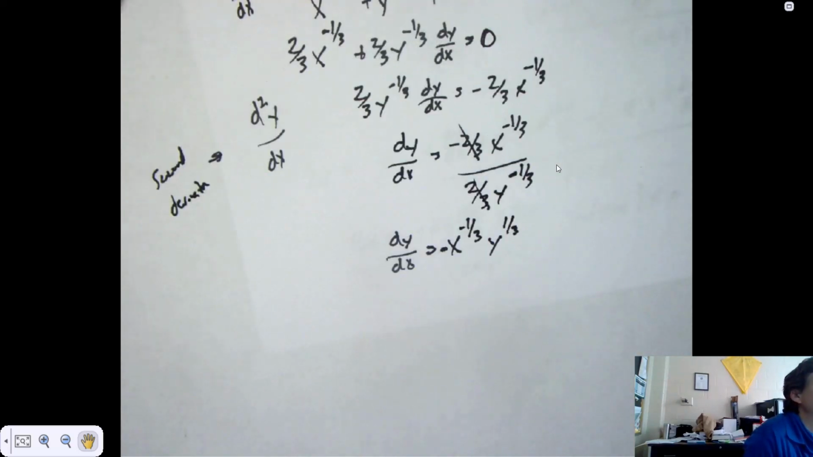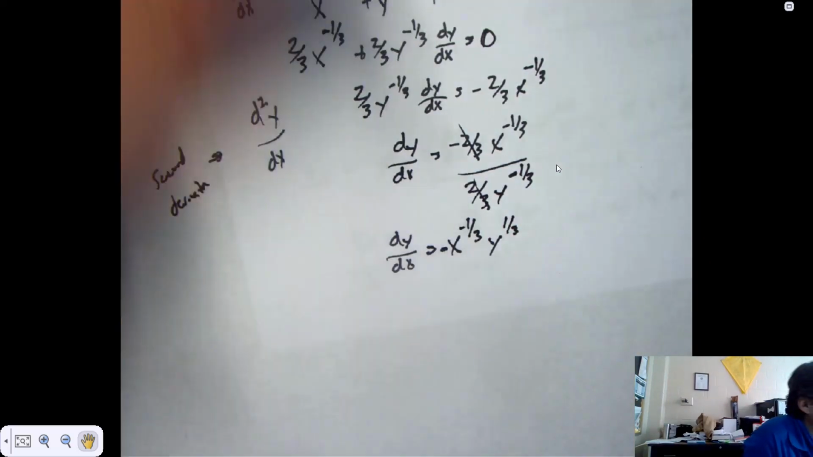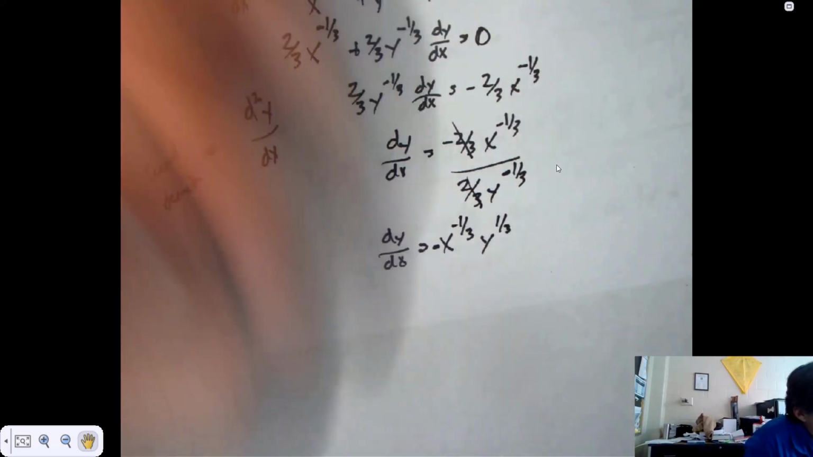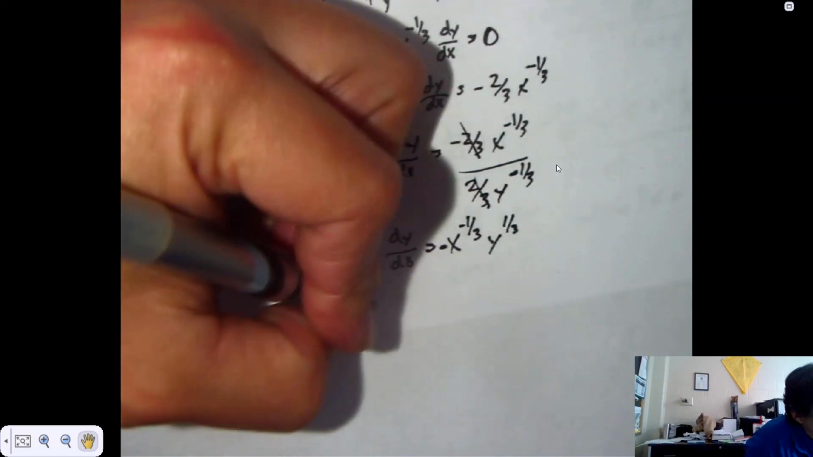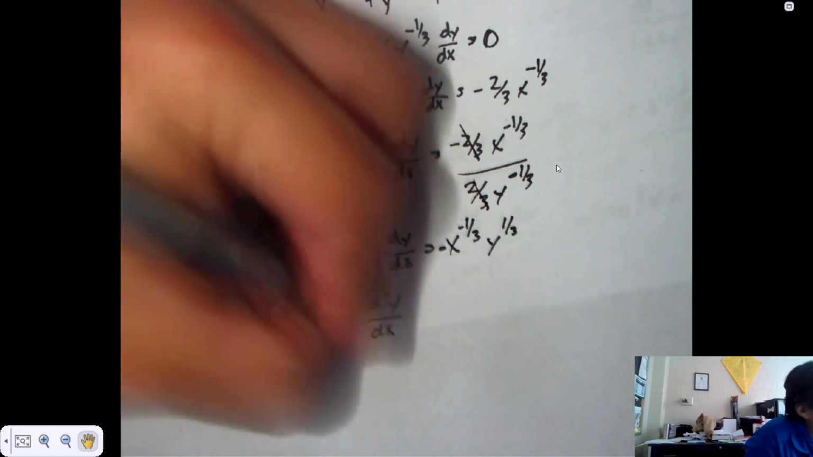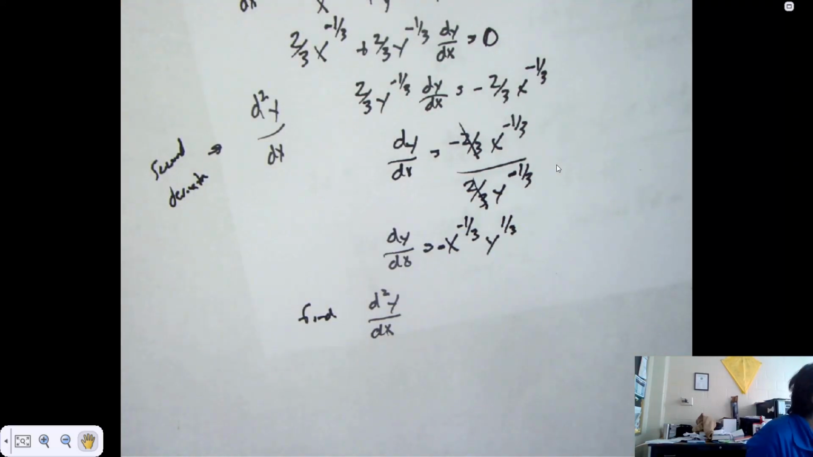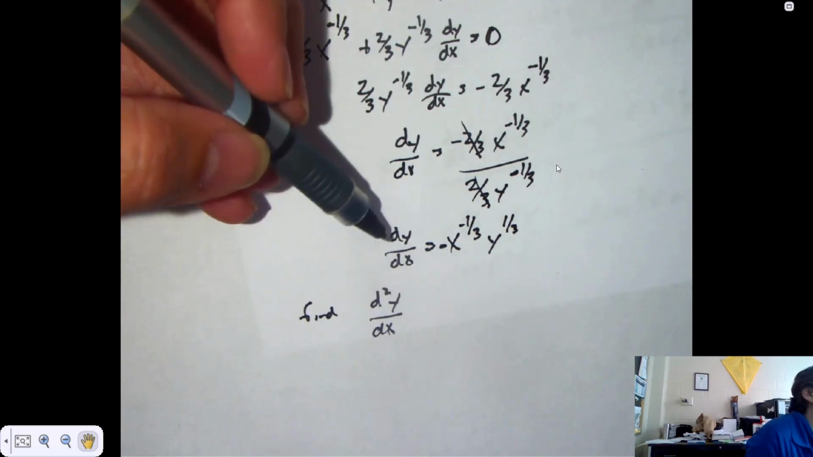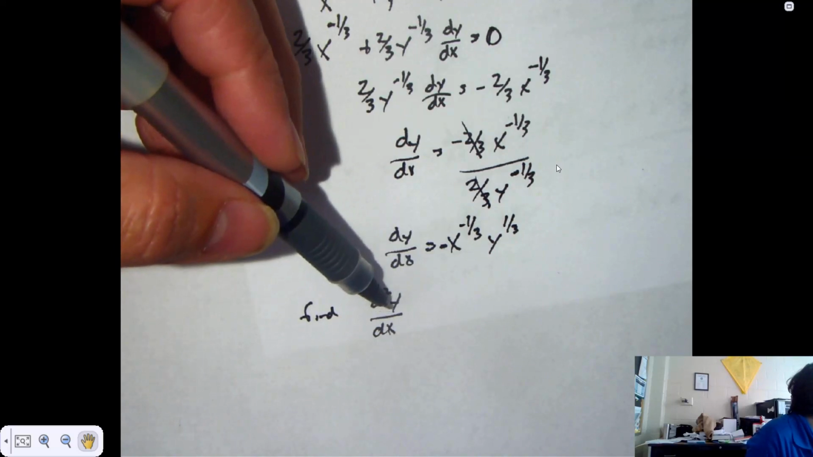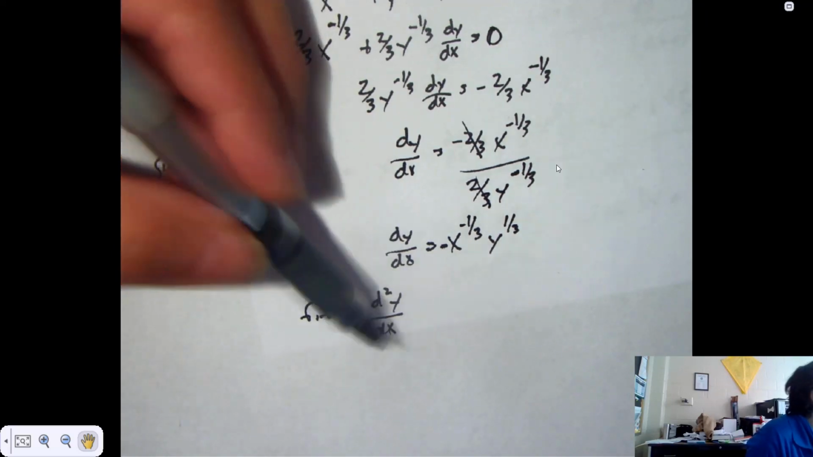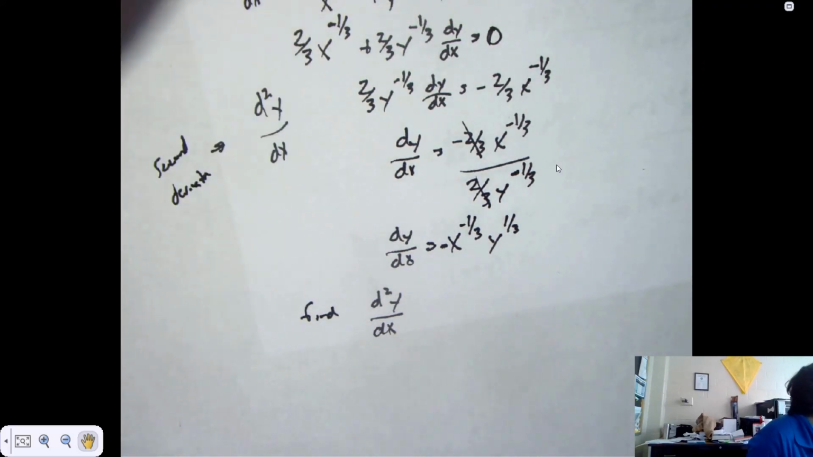There's dy dx. Now we're going to find d squared y dx, which means we take the second derivative. That's exactly what I did. I just took the derivative of the left-hand side. The derivative of dy dx is d squared y dx. Now I've got to take the derivative of the right-hand side, and that's going to be the product rule. That's what Maddox wanted. That's what we're doing. Okay? If you don't like it, blame Maddox.